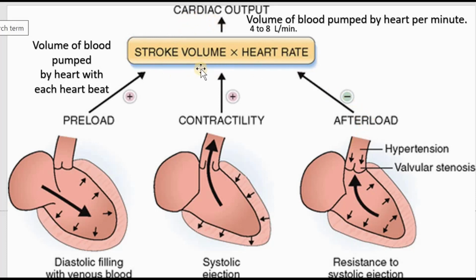Afterload has a negative effect on the stroke volume, that is the pressure. So when the pressure increases, the heart cannot pump blood easily because there is more pressure. Our heart has to exert more pressure to get blood out of the ventricle. So when the afterload increases, stroke volume decreases. When stroke volume decreases, cardiac output decreases. If the afterload decreases, less pressure, there is more stroke volume. Stroke volume increases and it can increase the cardiac output.